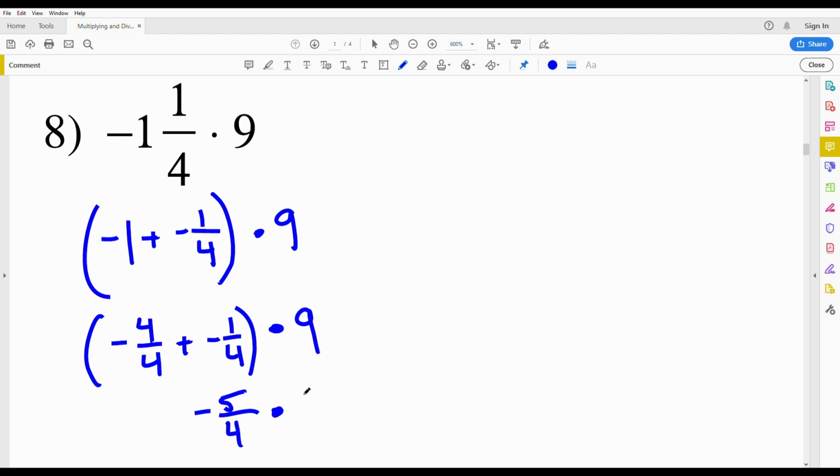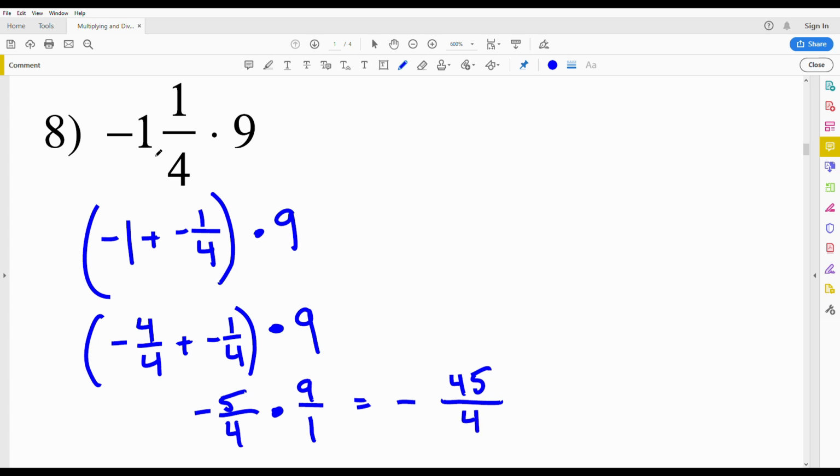But I'm going to write 9 as a fraction so that I'll be able to multiply. And it's a whole number by itself, so I'll write that as 9/1. Now I can just simply multiply my numerators and multiply my denominators. Negative times a positive, that's going to be negative. 5 times 9 is a 45 over 4 times 1, which is 4.